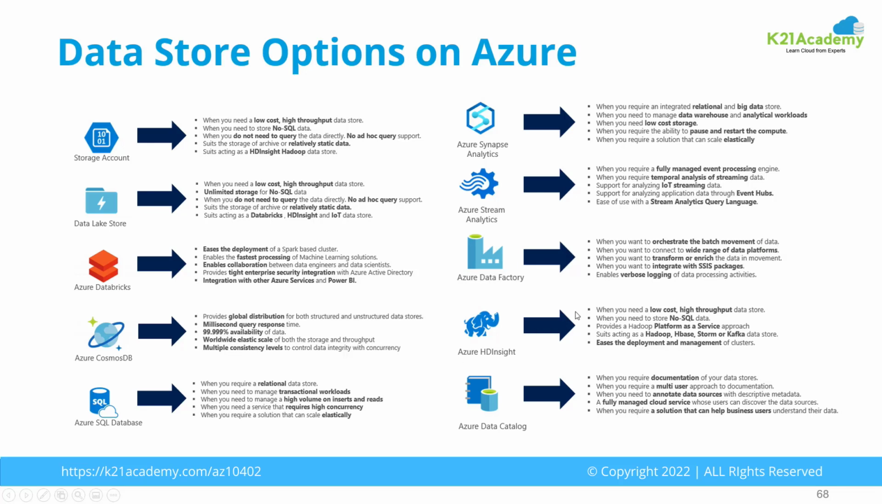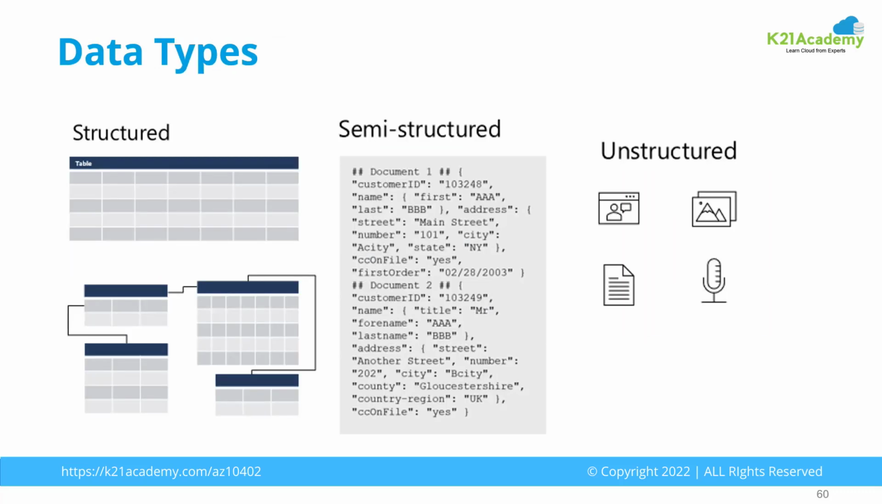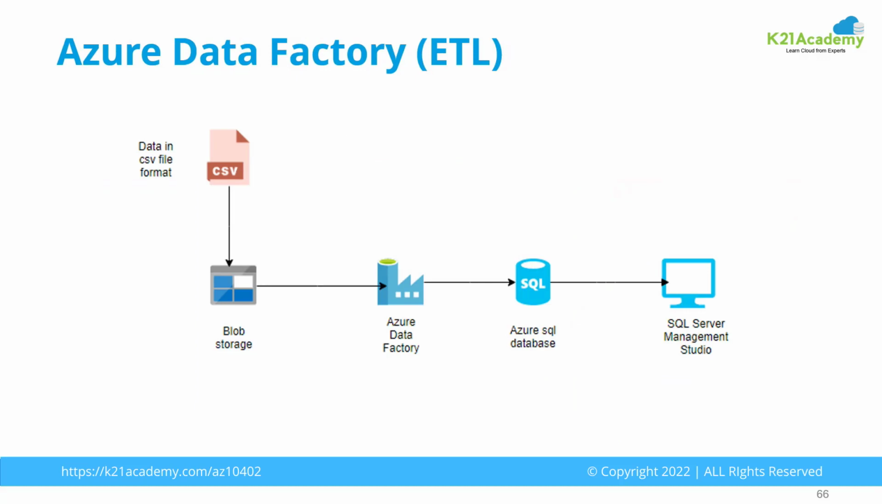You have Azure HD Insight, which is a low cost, high throughput data store when you need to store NoSQL type of data. Azure Data Catalog is mainly for documenting what kind of data types you have, so documenting your data stores. So these are all the data store options that you have. And that's pretty much all about data, for Azure data engineers or anyone who's working on data. So that was the data platform survey of data services on Microsoft Azure.